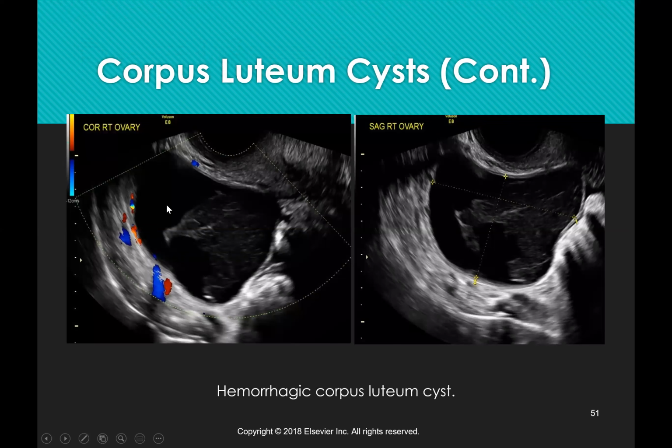This is what a corpus luteal cyst looks like. It has some hemorrhage in it. This is the blood.